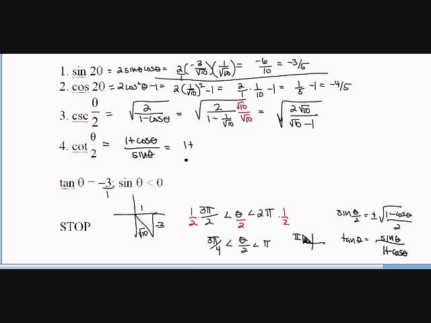So this is 1 plus, we've done cosine 3 times here, so it's 1 over the square root of 10. Sine of theta is -3 over the square root of 10. Again, I'm going to multiply by the square root of 10 over the square root of 10. So that gives me, I don't like red. Radical 10 plus 1 all over -3. And that's really ugly, but I'm okay with that.